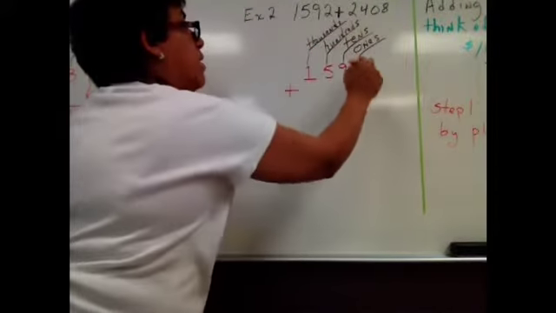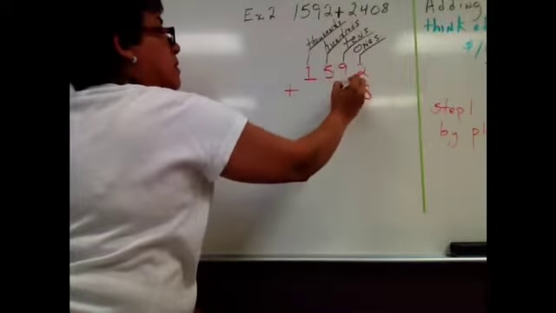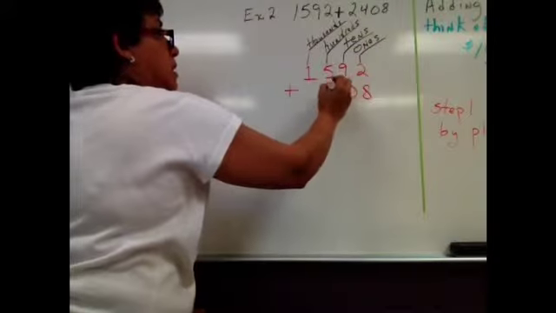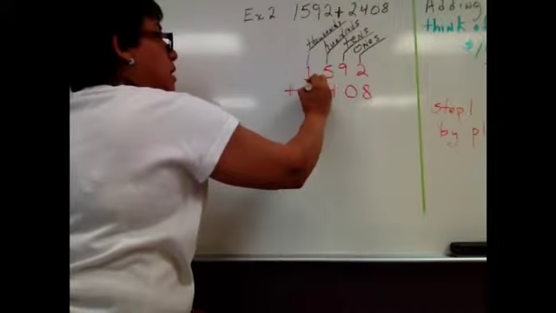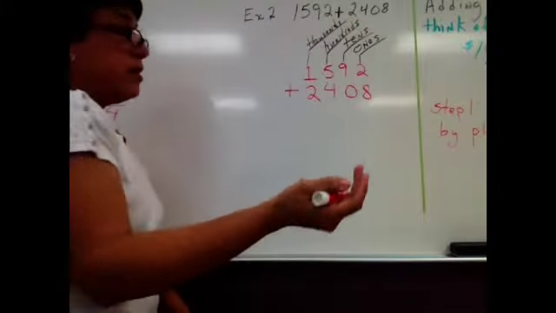All right, let's put the 8 here for our ones. So we're starting at the right. 0 tenths. We've got 4 hundredths and 2 thousandths. All right, and remember step 2 is to add, so that's what we're going to do.